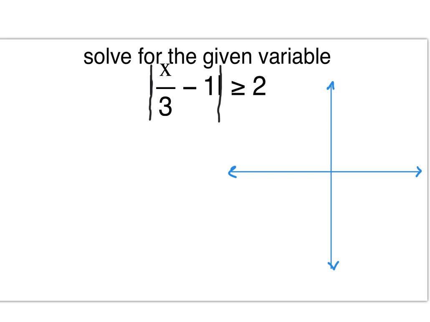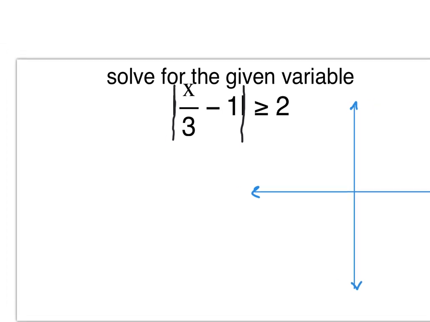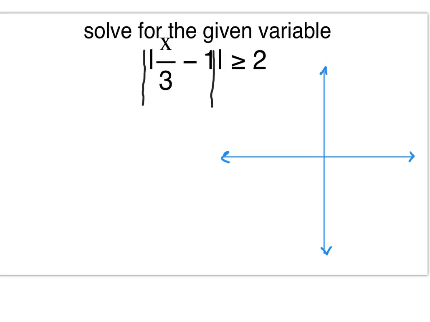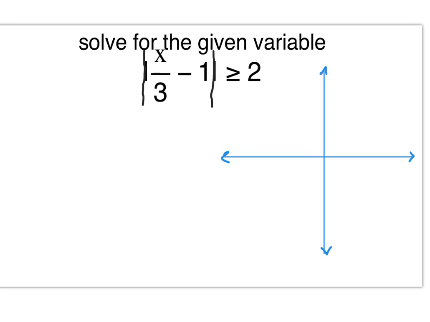Solving for the given variable. Not sure why I put the Cartesian coordinate system on there. All right. What we're going to do, though, is let's move that back where it was. Perfect.